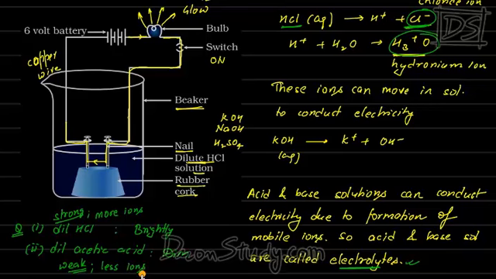So now students, it's clear. When we take HCl, more ions are there. More ions will conduct more electricity, so the bulb will glow brightly. But when we use acetic acid, it's a weak acid, so fewer ions are formed. So electricity is conducted less, because of which the bulb will glow dimly. I hope you understand this.